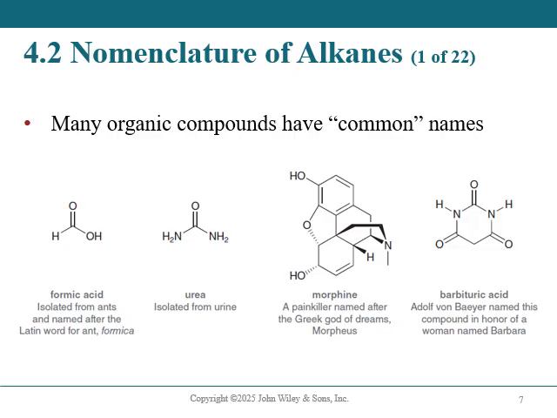organic compounds. Some common names, for instance, we have formic acid, urea, morphine, barbituric acid. All of these have either a historical connotation or a connotation based on how that compound was first isolated, but none of them are the accepted IUPAC names.